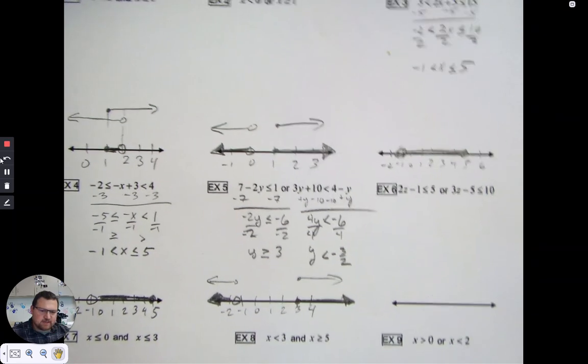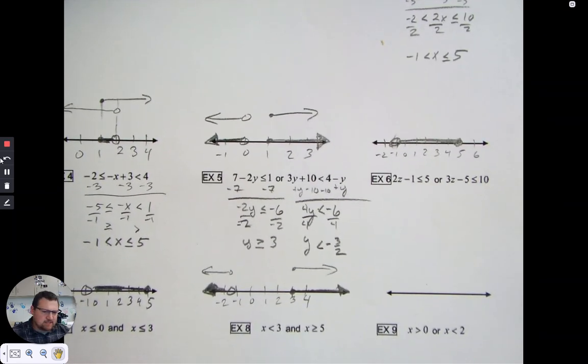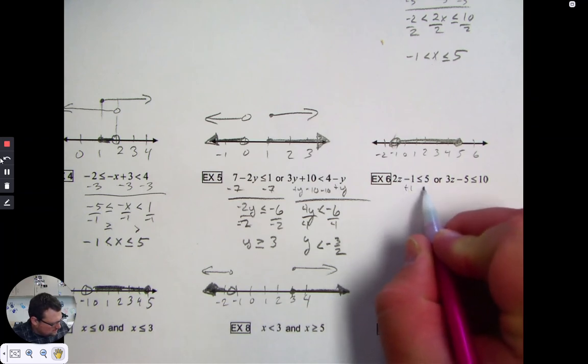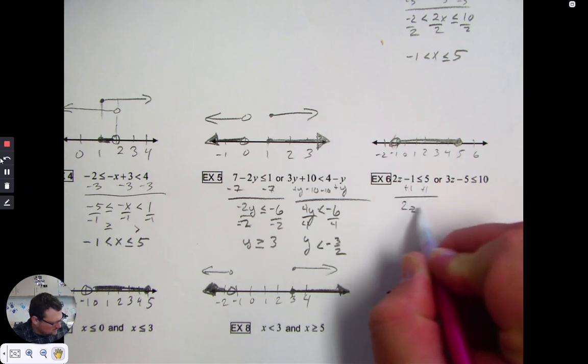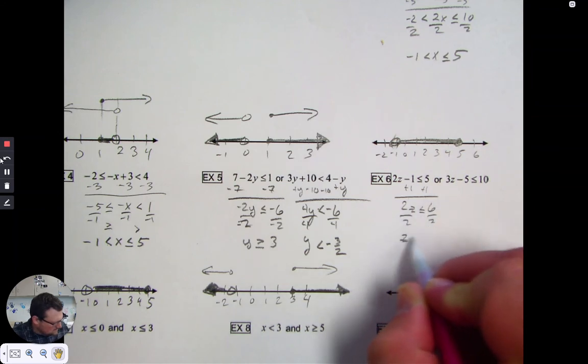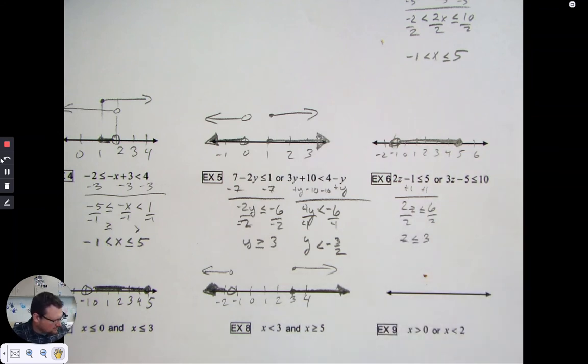Okay, for number 6, same type of deal as the last one because it continues to be an OR statement. So we just want to solve for z on both sides. So add 1 to both sides. 2z is less than or equal to 6. Divide by 2, z is less than or equal to 3.